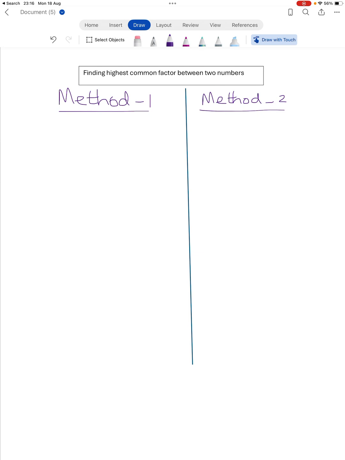I'm going to use the exact same methods I used for lowest common multiple, but we're going to use them in a different way. So first one is the prime factor tree method. I'm going to pick the same numbers as I picked in the last example, 120 and 150.